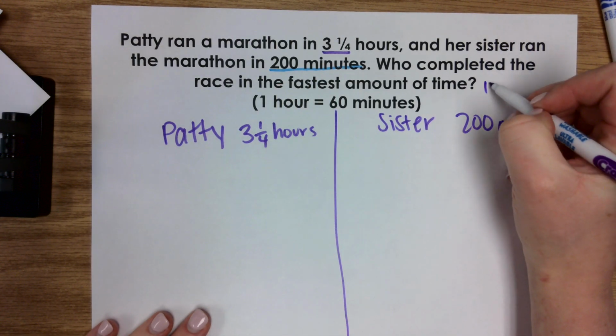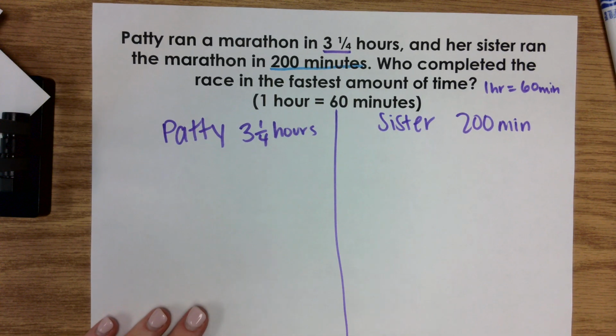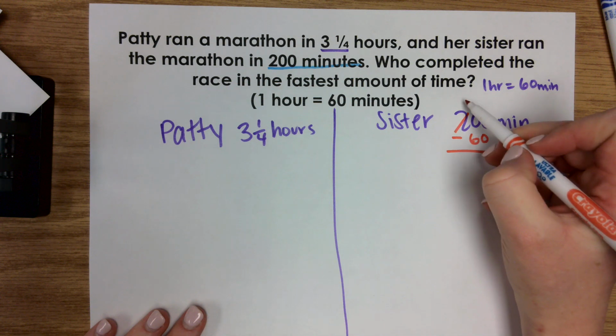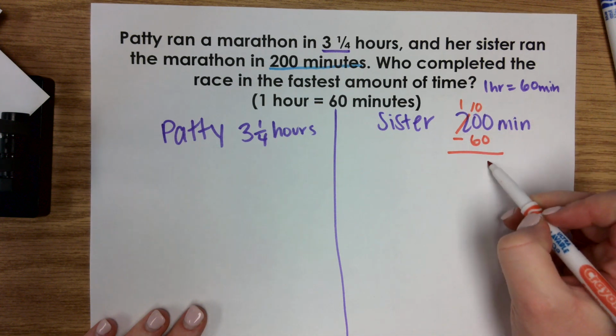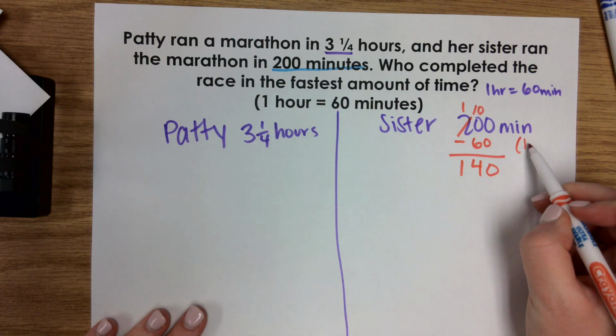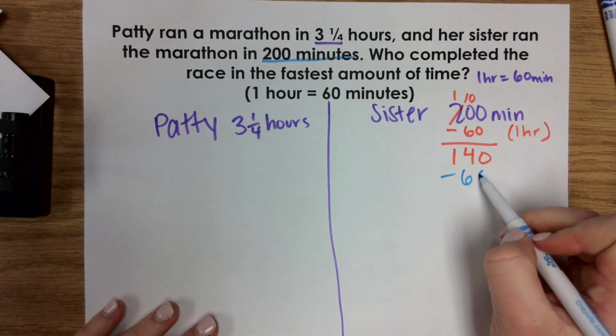So I know that 1 hour equals 60 minutes. So I'm going to take away groups of 1 hour from 200. So when I take away 60, I'm left with 140 minutes, which is 1 hour. Let's take away another hour in a different color, 60.